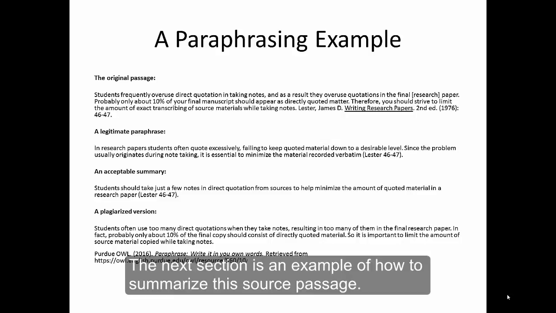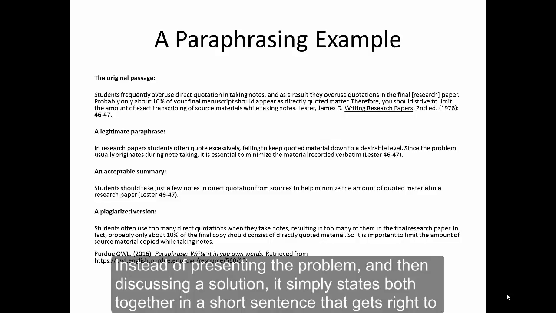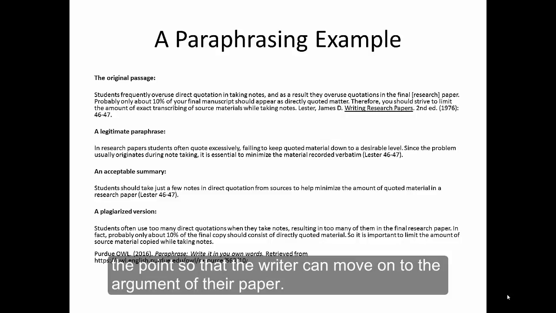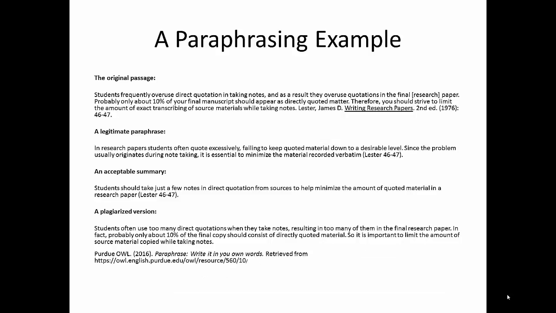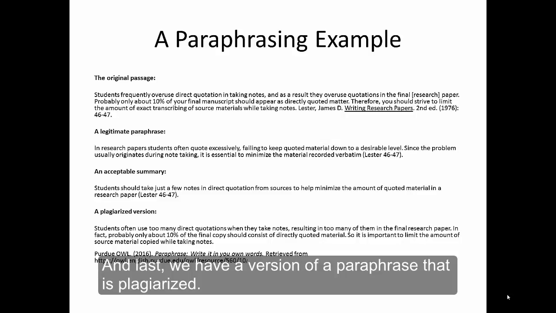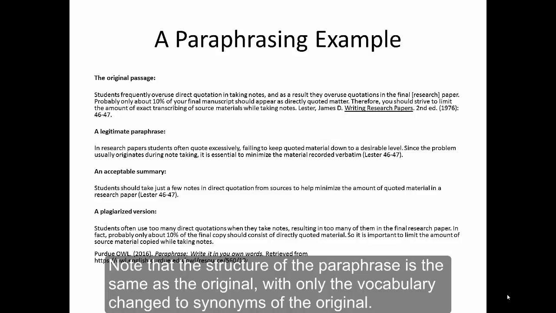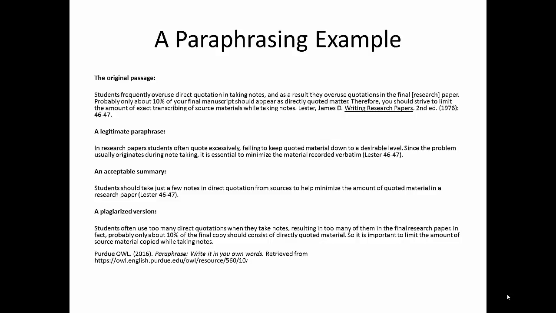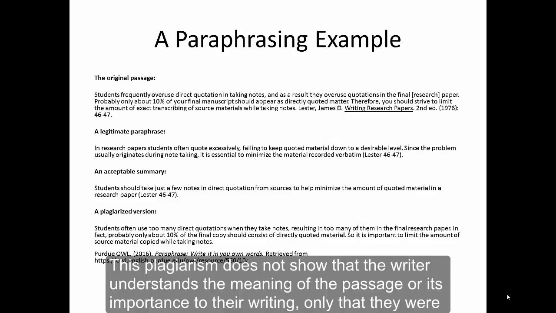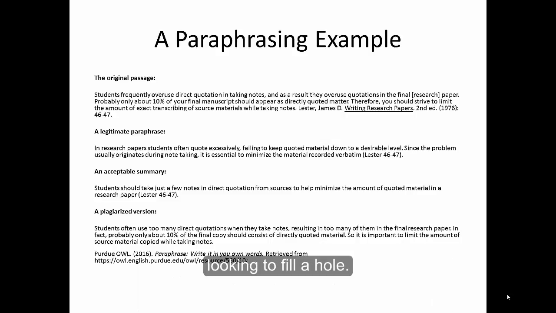The next section is an example of how to summarize this source passage. Instead of presenting the problem and then discussing a solution, it simply states both together in a short sentence that gets right to the point so that the writer can move on to the argument of their paper. And last, we have a version of a paraphrase that is plagiarized. Note that the structure of the paraphrase is the same as the original, with only the vocabulary changed to synonyms of the original. This plagiarism does not show that the writer understands the meaning of the passage or its importance to their writing, only that they were looking to fill a hole.